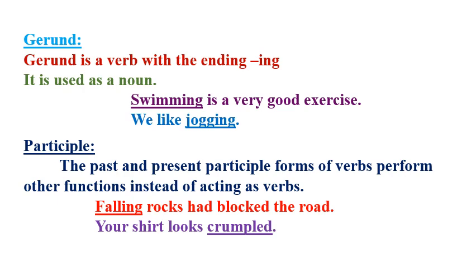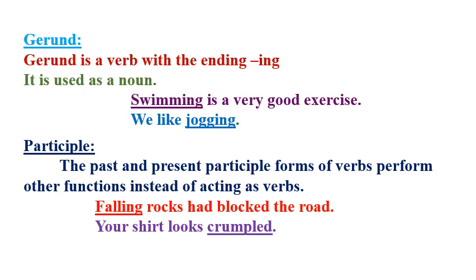But look at the verb 3 or past participle crumpled here. It does not show the tense. It does not appear after the subject. It is a non-finite verb. And what does it do? It describes or gives some more information about the noun shirt. So it is an adjective. So when a past or present participle verb acts as an adjective, then we call them participles. They are also non-finite verbs.